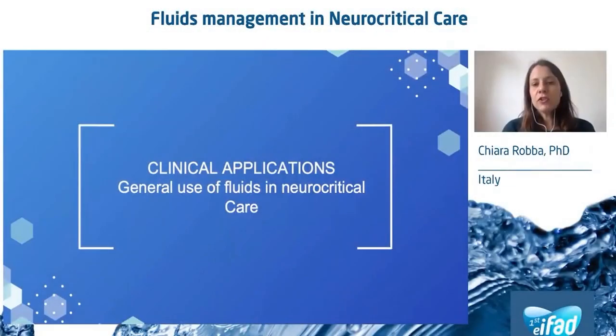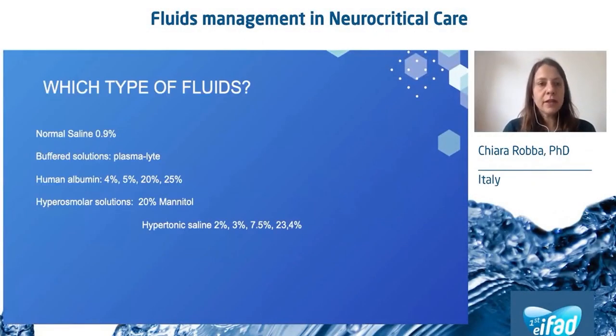I will start from the general use of fluids in neurocritical care. Which are the fluids that we have available? Normal saline, buffered solutions, human albumin of different concentrations, and then, as mentioned, the hyperosmolar solutions, of which normally we use 20% mannitol and different concentrations of hypertonic saline.